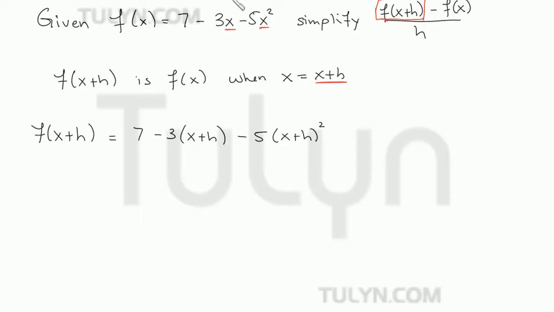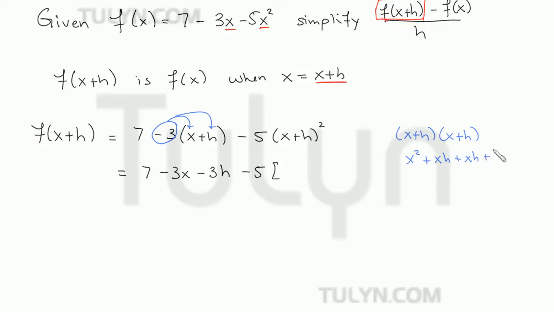So now the first thing I want to do is distribute this negative 3 into the sum, so we get 7 minus 3x minus 3h minus 5 times x plus h squared, which we can do that scrap work on the side, right? So x plus h times x plus h, when we fold that out, that's going to give us x squared plus xh plus xh plus h squared. So what we get finally is x squared plus 2 times xh plus h squared.